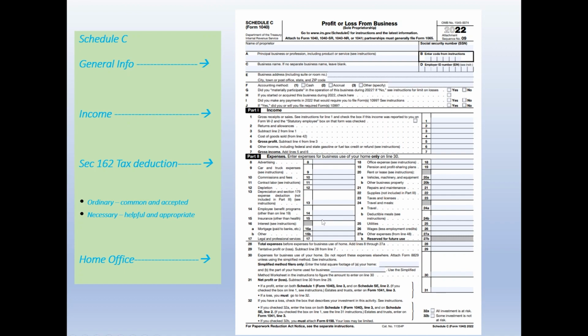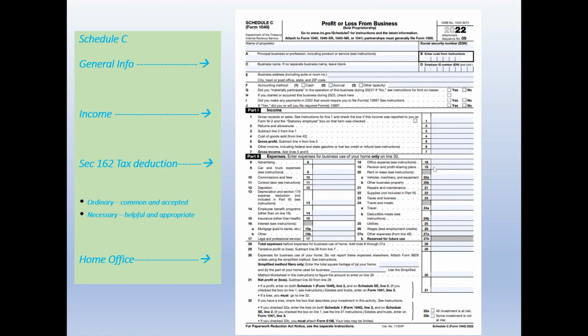15 is insurance. If you have general business liability insurance, practice insurance, the insurance amount is going to be on line 15. 16 is interest. If you have a mortgage or you borrow a business loan for your business, then the interest is put right here. 17, if you have legal fees, accounting fees, consulting fees, then you put them on 17. 18 is general office expenses like paper, pencil, you can put in there.